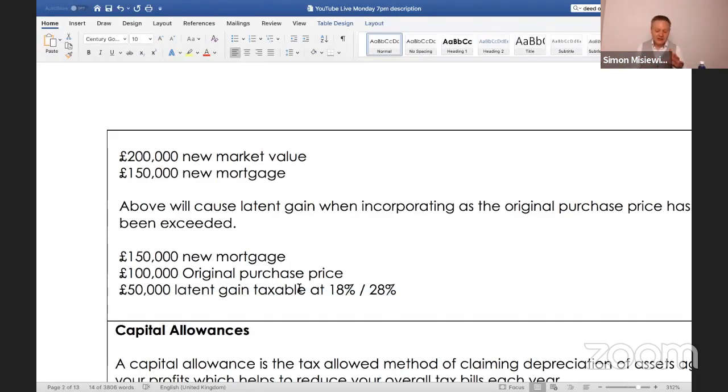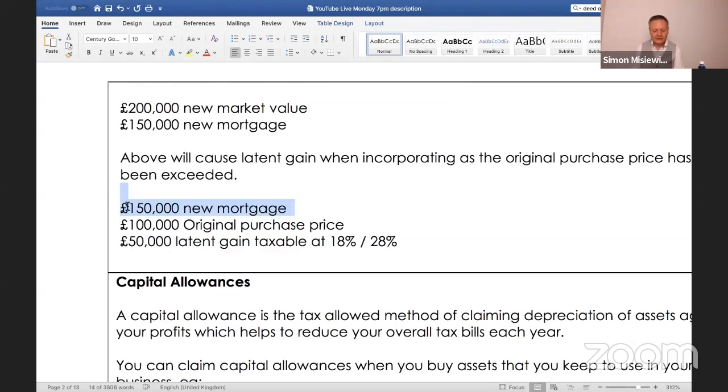It does cause a latent gain, and this is because the new mortgage is £150,000, as we can see there. And then you've also got the original purchase price of £100,000, which is causing this £50,000 latent gain. So capital gains normally is around the sales price less the purchase price, but latent gains is talking about debt. So if you've got this situation going on and you want to incorporate your property portfolio, and you've got an overall mortgage value that's greater than the original purchase prices of those properties, then you could be causing yourself a latent gain issue, which is taxed at 18% or 28%, which are the normal capital gains tax rates. So it's not all singing and dancing in terms of capital gains tax and incorporation. Just because of the Ramsey case, you've now got this latent gains issue to think about as well.